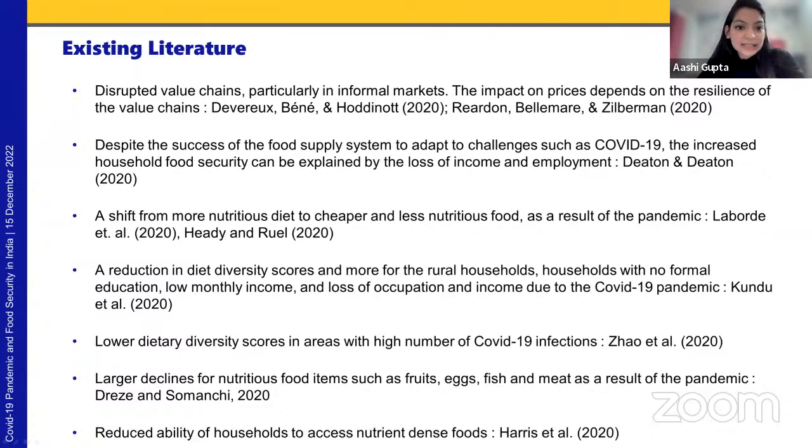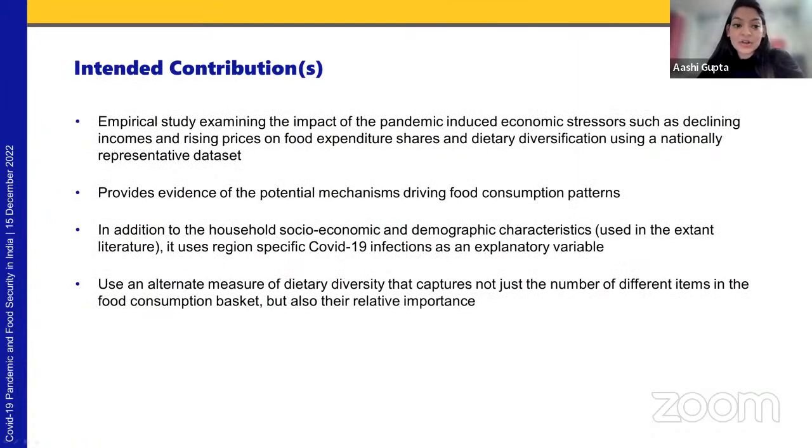Next slide, please. Talking about the intended contribution of our study, to our knowledge, this is the first empirical study examining the impact of the pandemic-induced economic stressors and supply shocks on food diversity using a nationally representative data set. The study provides evidence of the potential mechanisms driving food consumption patterns in Indian households, as well as the dietary transition.